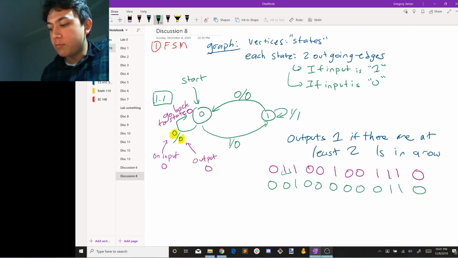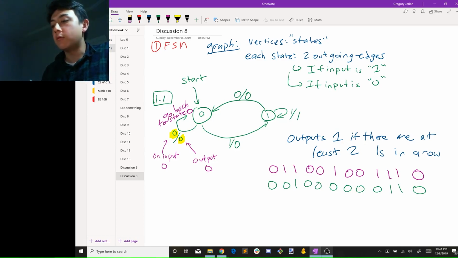And we didn't output a 1 here because there's only one 1. But once we got here, now there's been two 1s, so now we can output a 1. And same thing happened here, right? And the reason we outputted two 1s is because on both of these ones, there was a 1 right before it. So there was at least two 1s in a row. Let's just verify that this is what happens.